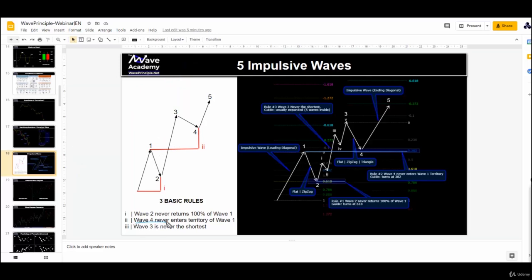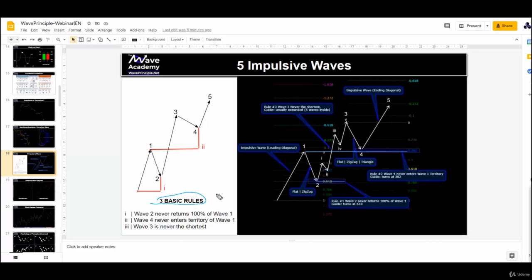And the other rule is that wave 4 never enters the territory of wave 1. This cannot go inside of wave 1. If that happens, we are watching something else, like the example I gave above. It's inside. So it may be something, but not 1, 2, 3, 4, 5, but A, B, and C. This is A, this is B, this is C, this is A, this is B, this is C, with a running flat inside of B. And that means it's going to go down again. So these are the only 3 basic rules that you need to learn to identify if the movement is impulsive.